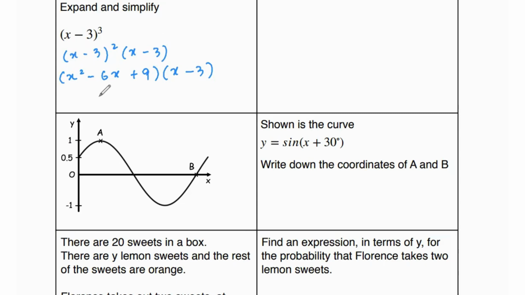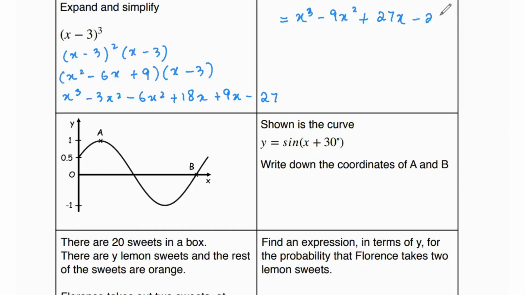That's going to be x squared times x is x cubed. x squared times negative 3 is negative 3x squared. Negative 6x times x is negative 6x squared. Negative 6x times negative 3 is positive 18x. 9 times x is 9x. And 9 times negative 3 is negative 27. So that equals x cubed minus 9x squared plus 27x minus 27.